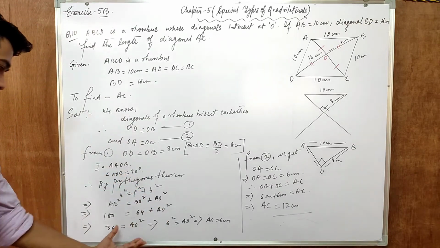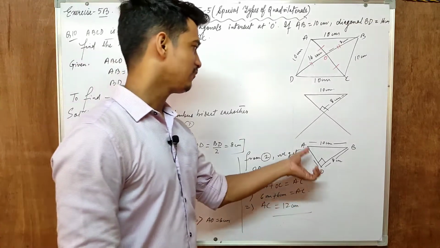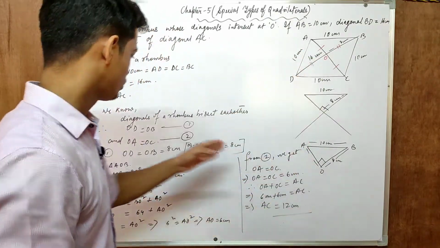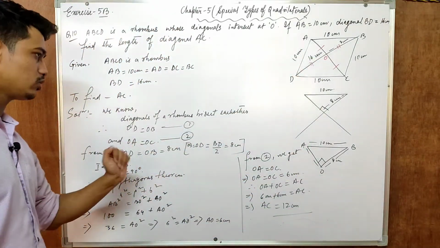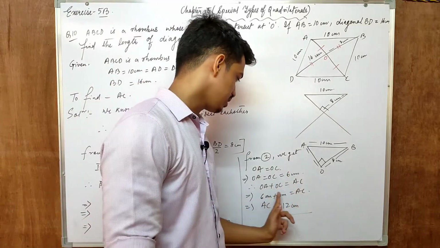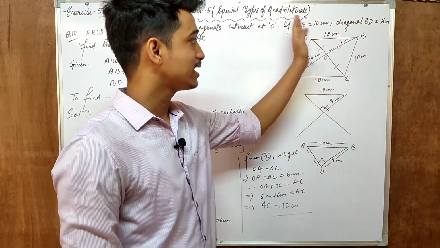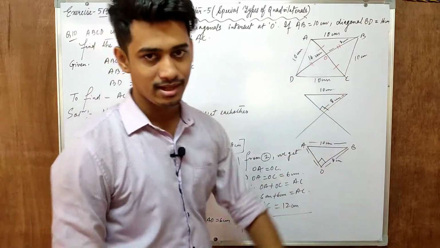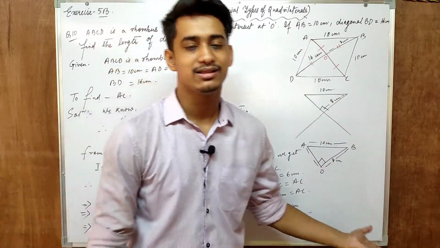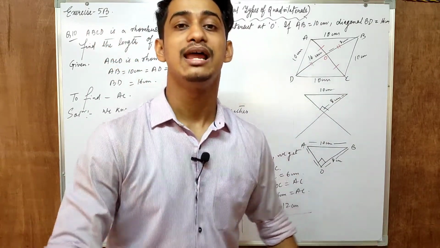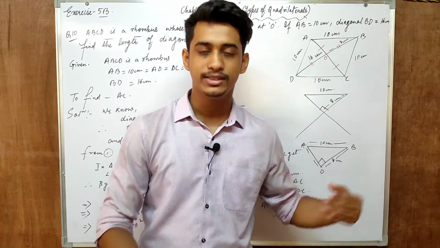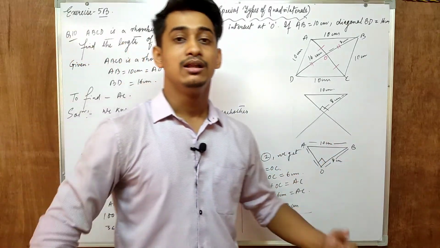By using Pythagoras theorem, I can easily find out OA. So if I just find OA from equation 2, I have OA equal to OC. So I just write it down over here, and OA and OC, they combinedly make AC, right? So finally we get the answer of 12 centimeter as the length of AC. I hope that this question is clear.